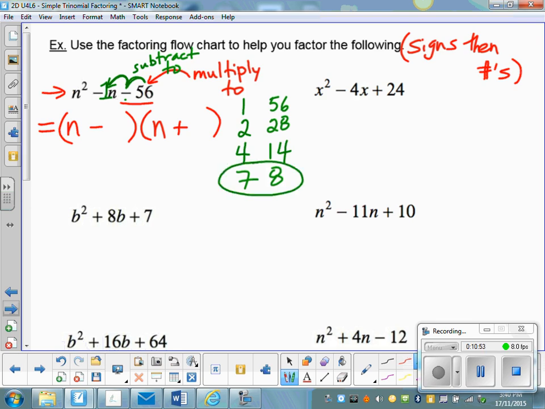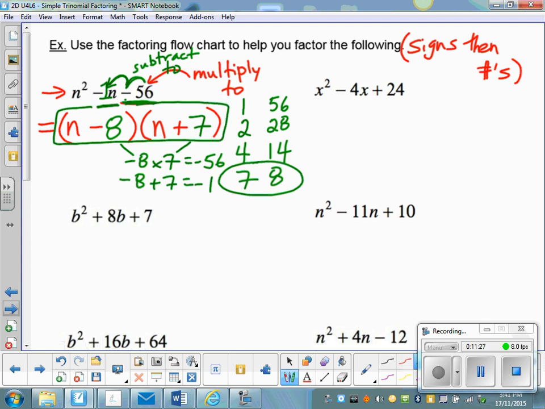So if I need it to add to -1, then that means the 8 has to be negative and the 7 has to be positive. And we can always check here, because -8 times 7 equals -56, and that's what we have up here. And if we do -8 plus 7, we get -1, and that's what we have up here. So that's the way it should always work out. Those two numbers should multiply to give the last number and add to give the middle number.